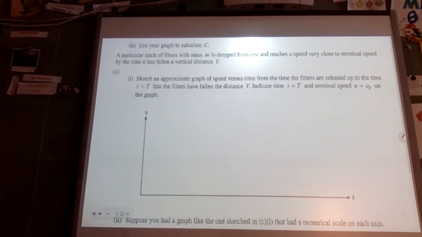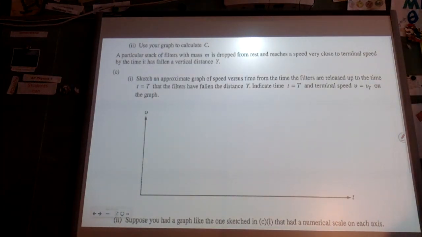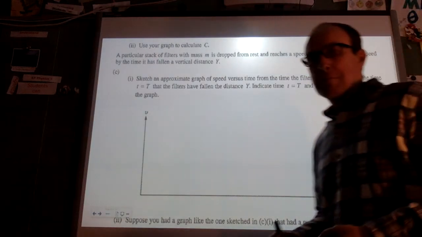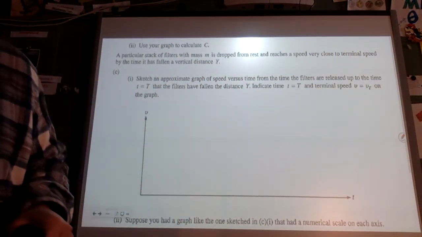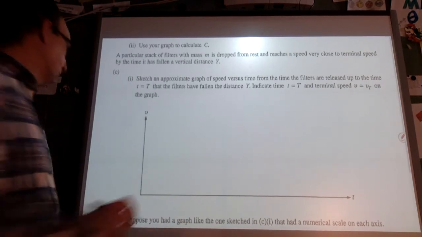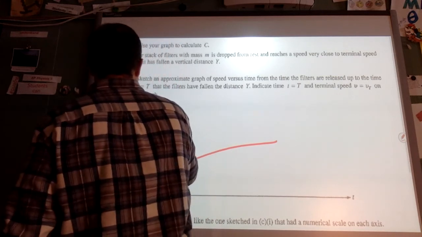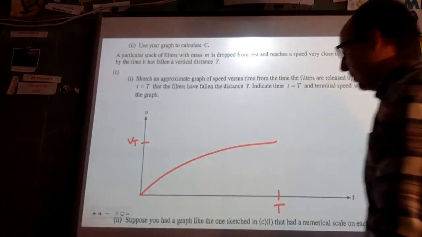All right, let's look at a particular stack of filters with mass m that is dropped from rest and reaches a speed very close to the terminal speed by the time it has fallen a vertical distance y. Sketch an appropriate graph of speed versus time for the time the filters are released up to the time t when the filters have fallen a distance of y. Indicate t and a terminal speed vt on your graph. All right, so they're going to start from 0, and they're going to approach a speed that would be vt, happening close to t.